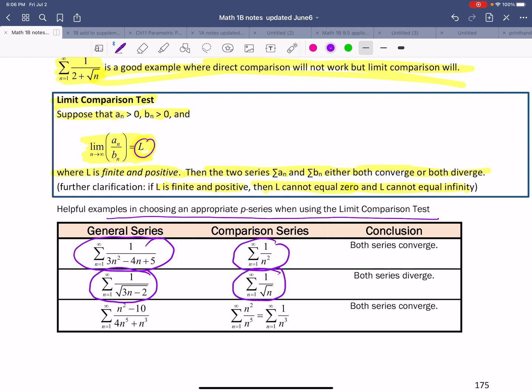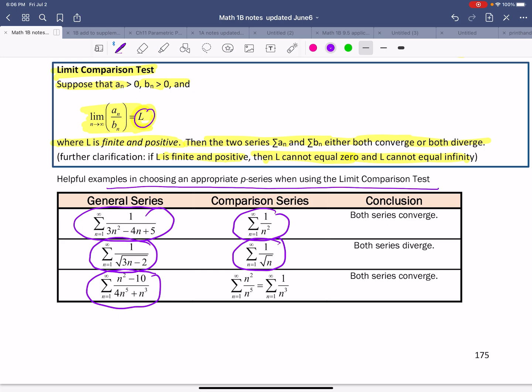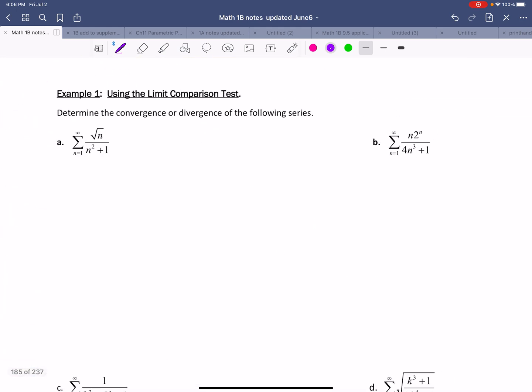So when I choose the limit comparison test, I'm choosing a series by myself and then finding the limit of the given series over the series I chose. If that limit is a non-zero, finite number, then either both series converge or both diverge. Here, again, I'm going to care for the leading terms. So n squared over n to the fifth would be 1 over n to the third. Let's see some examples of limit comparison tests.